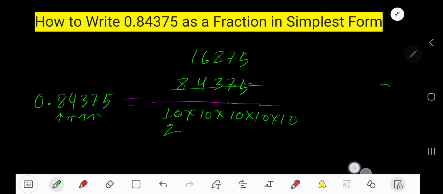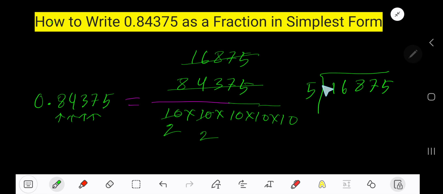Again, look here. This number is divisible by 5. This number is divisible by 5. So I'll get 2 here, but we need to find out the numerator. 5 goes into 16 how many times? 3 times. 3 times 5 is 15. Subtract, 1. Bring down this digit. 5 goes into 18, so again 3 times. 3 times 5 is 15.